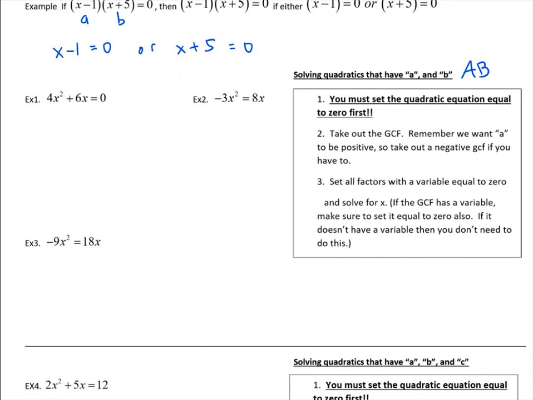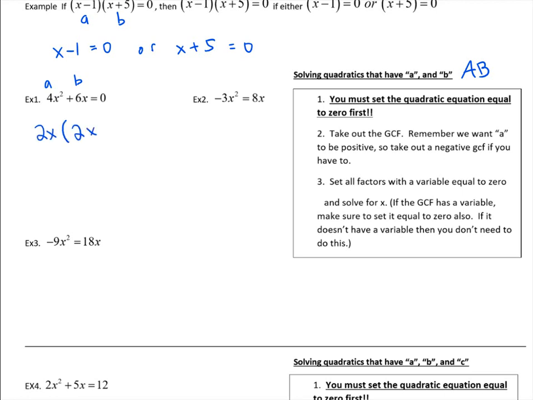So number one here. Whenever a quadratic has A and B, first you have to recognize the situation. So when you see this problem, you need to recognize, hey, this is A and this is B. This is an AB problem. So when it's an AB problem, this is how you solve the quadratic. The first thing you do is you'll take out the GCF, okay? There will always be a GCF because you'll always be able to take out at least the x. So the GCF here looks like it's going to be 2x.